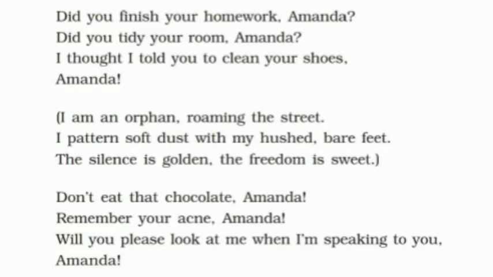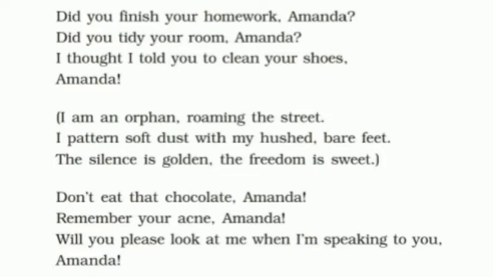So, here the first poetic device is anaphora. Anaphora is there in the first and second lines of the third stanza because both the lines start with the same word, did. Did you finish your homework, Amanda? Did you tidy your room, Amanda? Here, these two lines start with the same word did. So it is anaphora. Next poetic device is repetition. Repetition is also there in the third stanza because the word Amanda again has been repeated.